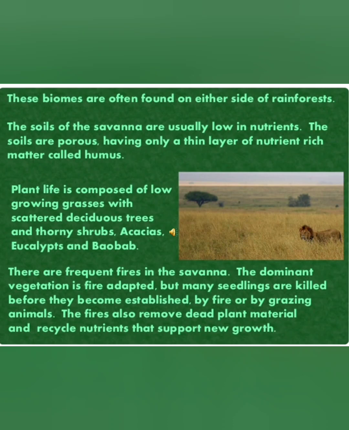Point 3. There are frequent fires in the savanna. The dominant vegetation is fire adapted, but many seedlings are killed before they become established by fire or by grazing animals. The fires also remove dead plant materials and recycle nutrients that support new growth.